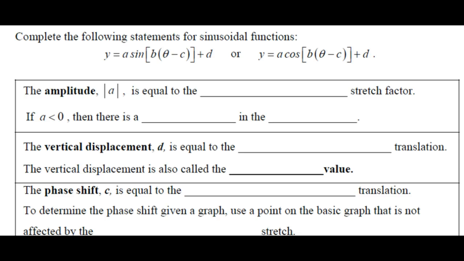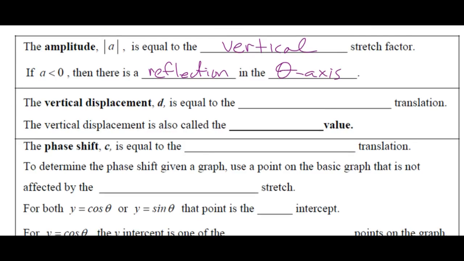Complete the following statements for the sinusoidal functions. The amplitude, absolute value of A, is equal to the what? The vertical stretch factor. If A is less than 0, then there is a reflection in the theta axis. The vertical displacement D is equal to the vertical translation. Vertical displacement is also called the, it's in the middle.